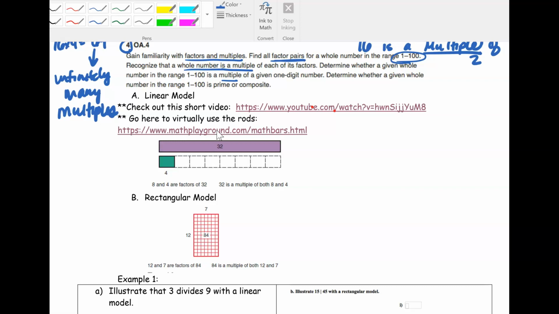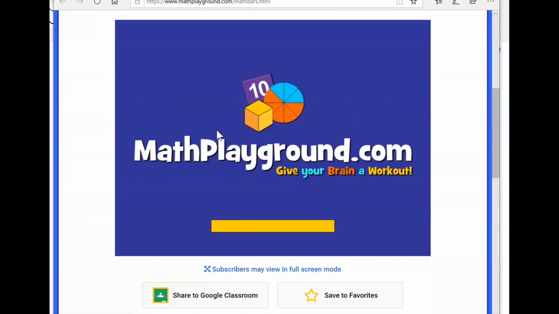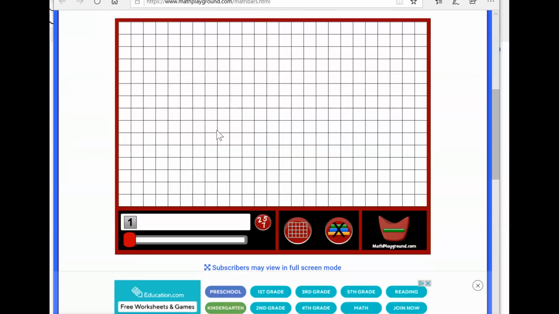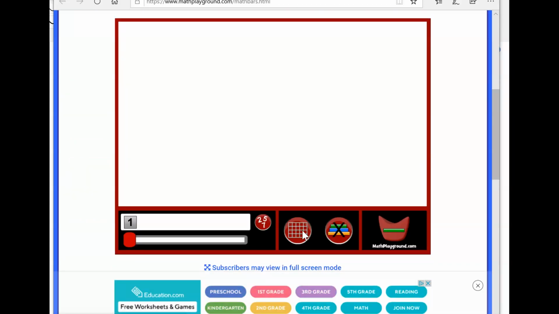Another website that's handy too is this one right here. So we can just click on that link. What this allows us to do is, I'm going to click the grid so we get that off, we can make our own rods. So for example, instead of using 1, I'm going to do a bigger one, like 10, for example.